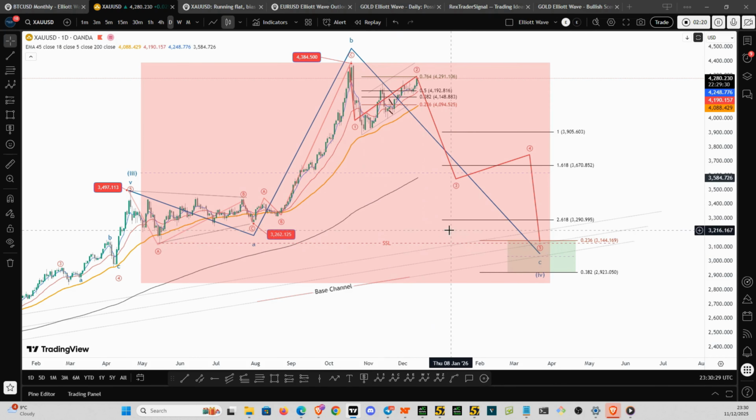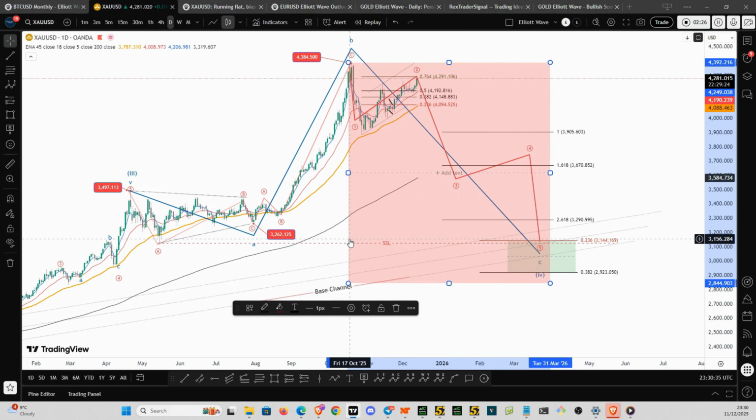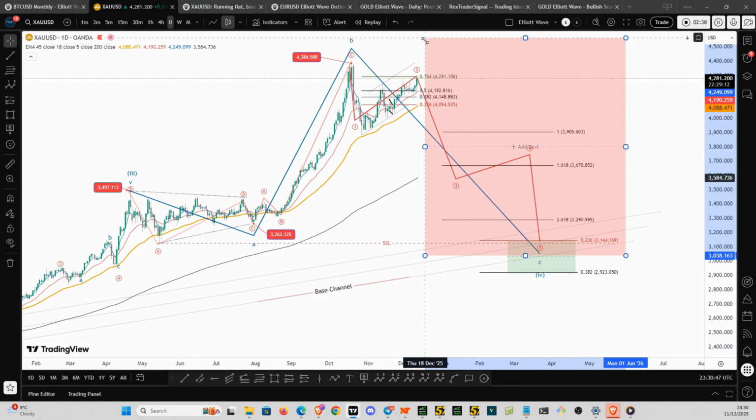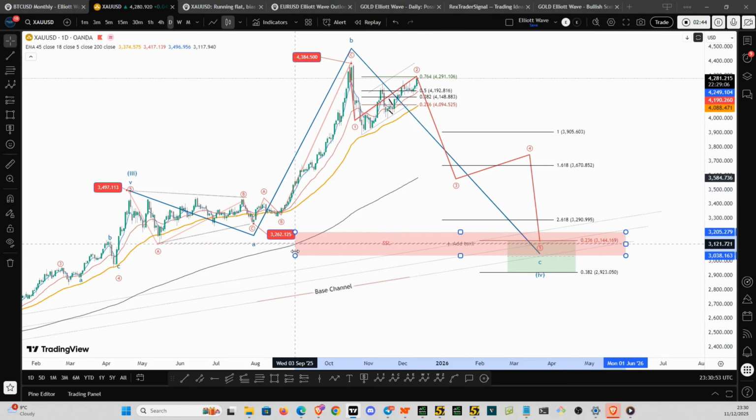Wave C is where we are now, and by definition, it should extend below Wave A's low before the pattern completes. The overall Wave C termination zone for this expanding flat is projected around 3,144.856, where price aligns with Fibonacci retracements and the broader base channel support. That's the sweep level where this Wave 4 correction is expected to end.